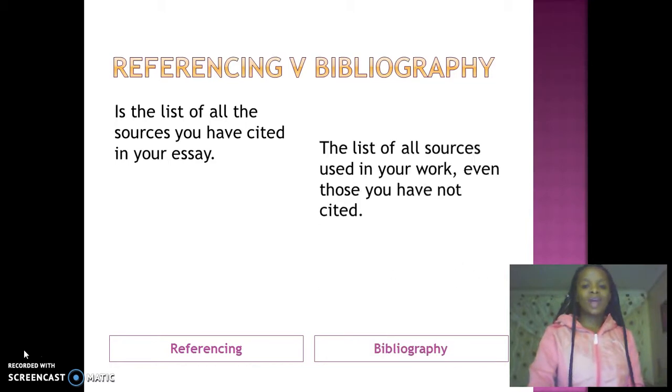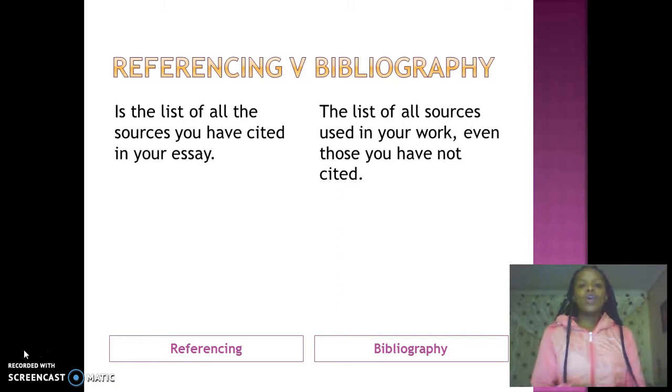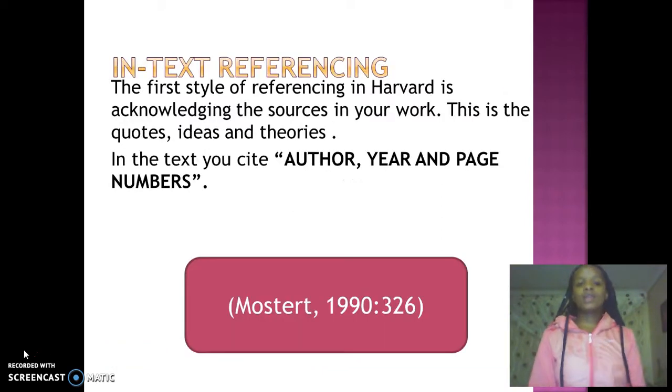But a bibliography, on the other hand, is the list of all the sources that you used in your work, even those you didn't cite. You might have read something somewhere, but you didn't cite any of the theories, ideas, or statements in that article, but you included it in the bibliography because you used it. You've read the article. Though you didn't cite it, you did read it and you did use it in your work.